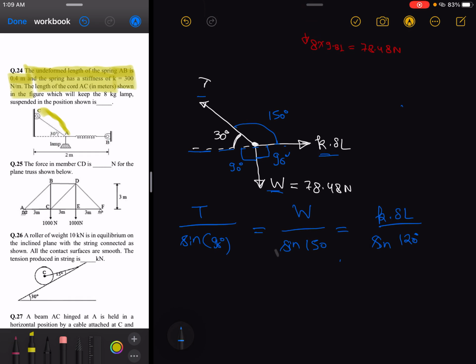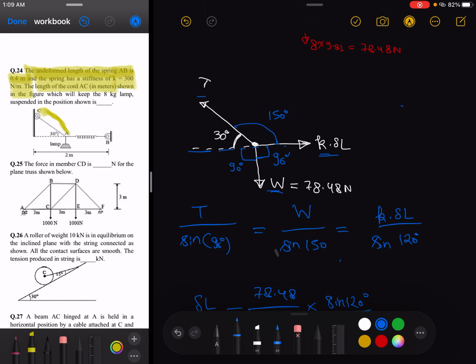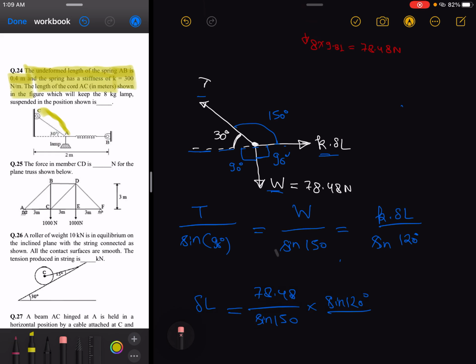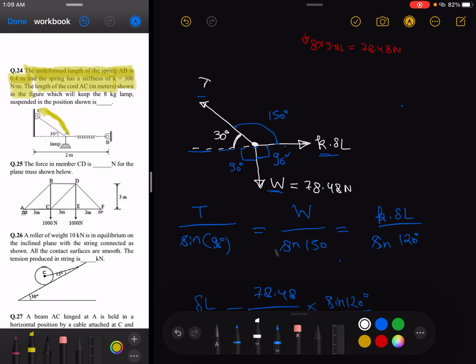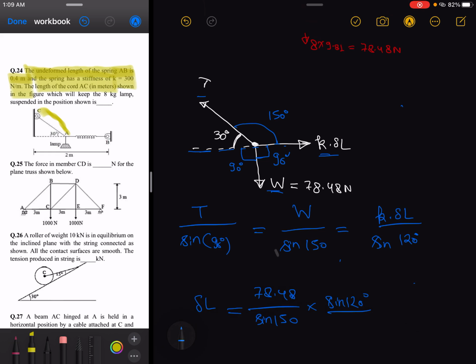So if you observe carefully, the weight 78.48 Newton divided by sine of 150 into sine of 120 degrees is equal to K delta L. So delta L can be written from this, and here we are using the value of K, and the value of K is given in the question, which is 300 Newton per meter.